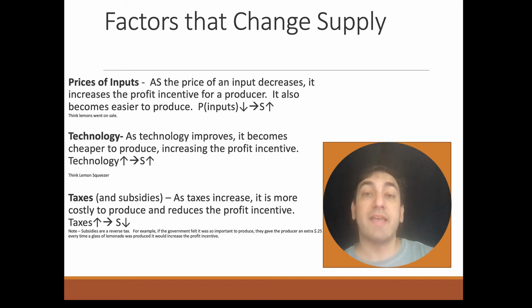A subsidy is the exact opposite. A subsidy is exactly like Inver Hills. The government and others view it as a positive thing that they want to encourage. The government says every time you make a cup of lemonade or every time you teach a student, we're going to help subsidize that cost. We're going to pay you 25 cents, or we're going to pay Inver Hills a certain amount of money to help offset those costs. So if taxes go up, supply goes down. If subsidies go up, supply increases.